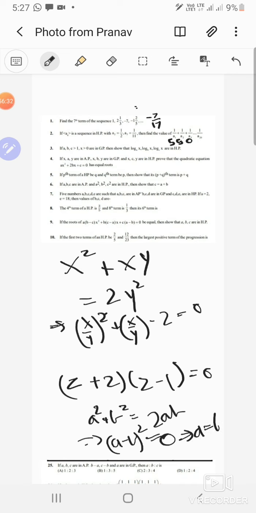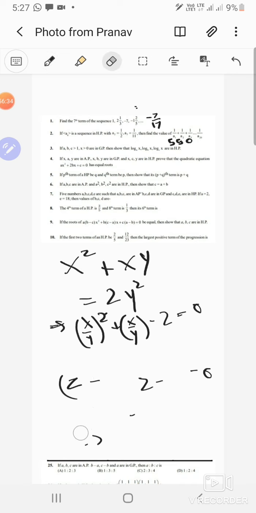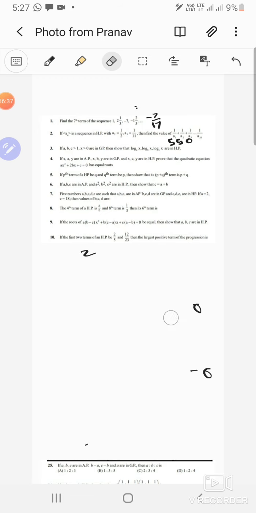So a equals b. That's what we have to prove. Fine. Let's go to the next question. So the next question is how much time did I spend? Fine, not a big amount of time. So you have the next question.